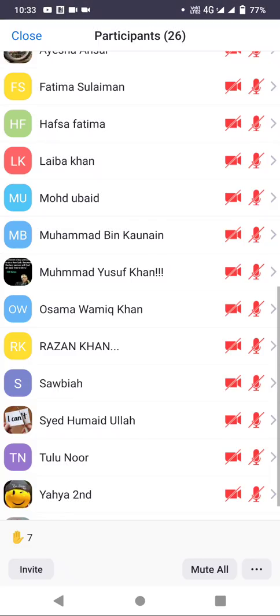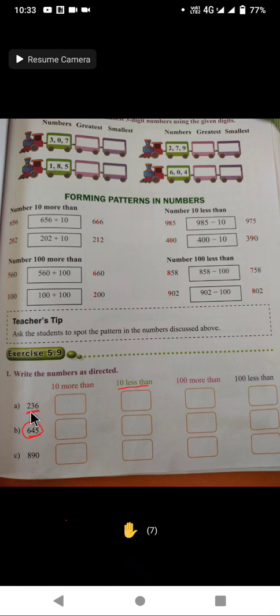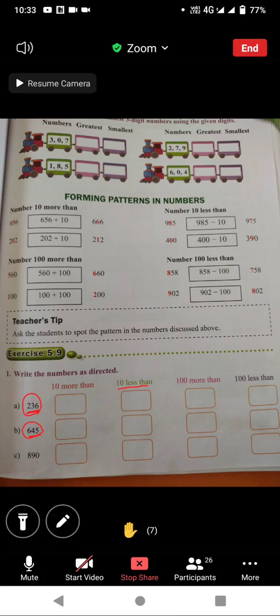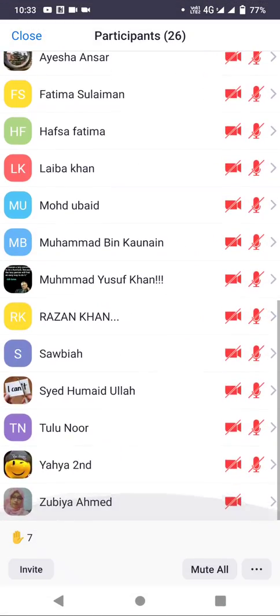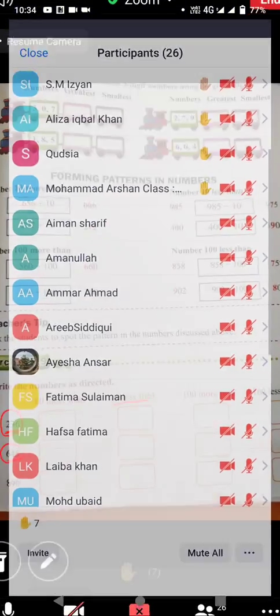Osama, yes, sir. 100 more than 236, first part. 336. And 100 less than 236. 136. Okay, very good. So students, if you have any query, you can ask.